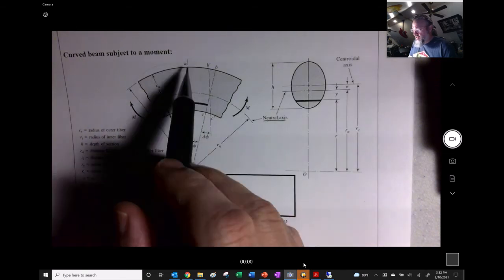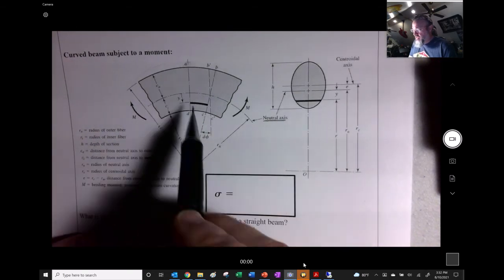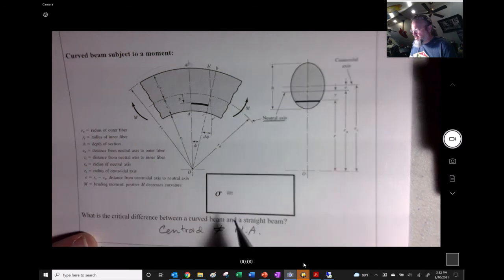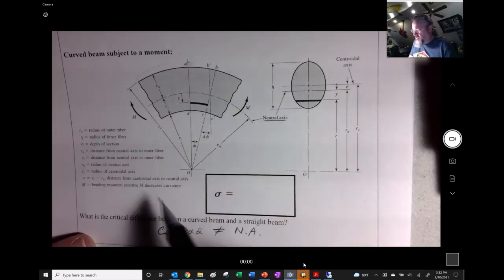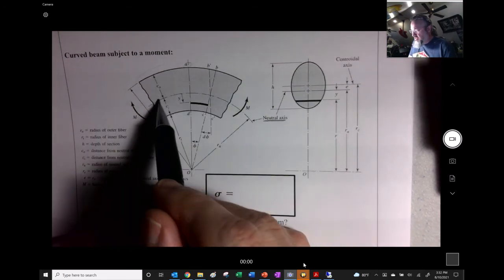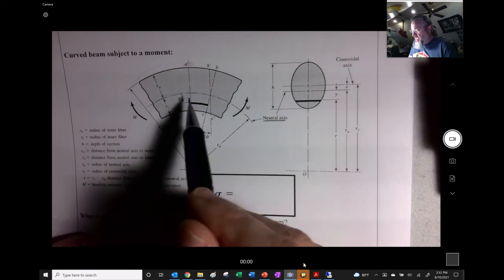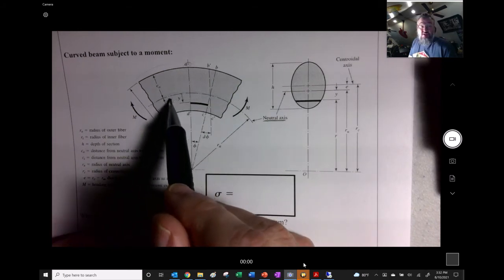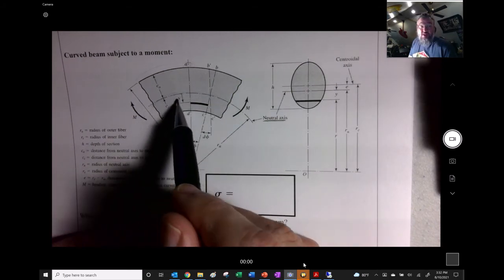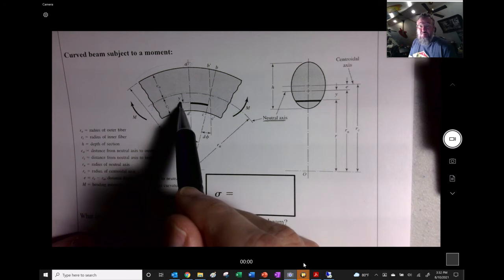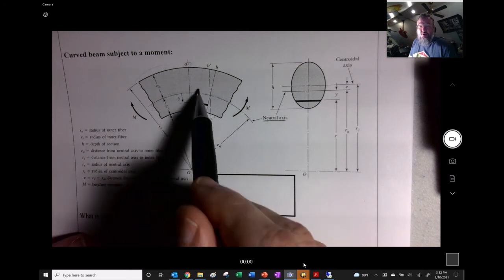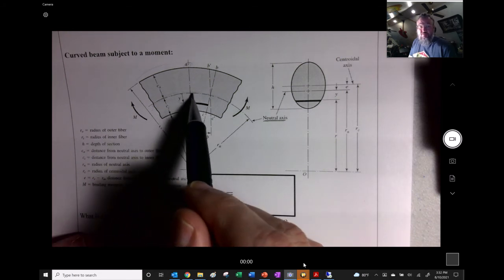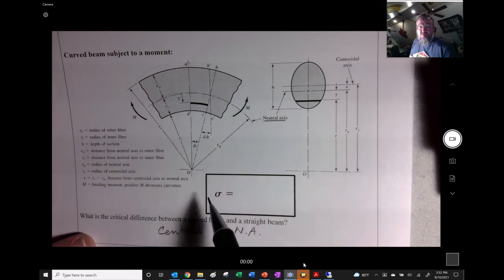Right, so looking at this one right here, it looks like compression is going to be on the outside and tension is going to be on the inside from that moment right here. And so zero is going to be right here. And they decided for some reason they're going to take the reference, when they're going to use y, to be this location that we're going to use as our reference, and it is from the neutral axis. So just be aware of that.